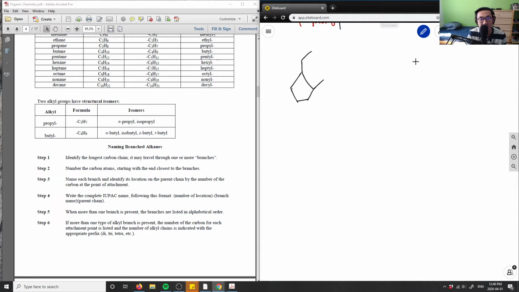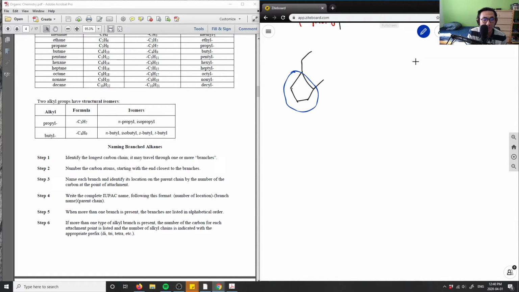In this case, it's very, very easy because it's simply the cyclic structure, right? So this entire cyclic structure is the main chain. But where do I start at 1? Where is 1 in this case?